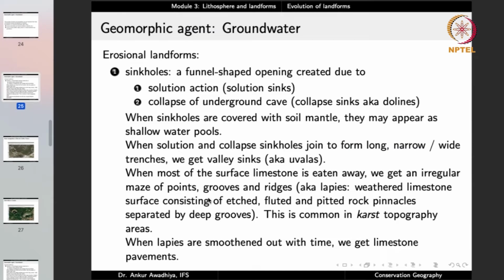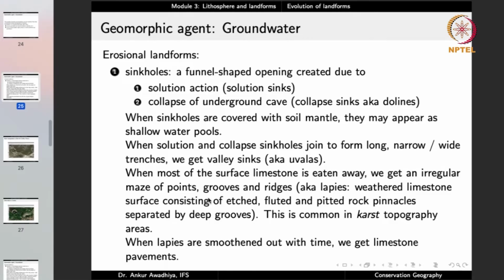Groundwater creates sinkholes, which are funnel shaped openings that are created either because of solution action or because of collapse of underground caves. Now, if there is solution action, we call it a solution sink. If there is a collapse, we call it a collapse sink, also known as a doline. So how will it look like?